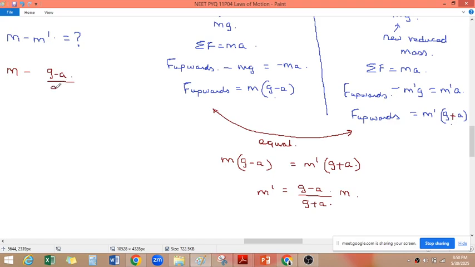Once you get the hold of it, it's very easy. You can do it very quickly. So I can take M commonly out. G plus A, G and G will cancel. So A minus of minus, it will become plus. So I think it will become 2A divided by G plus A. So 2MA divided by G plus A is the answer.